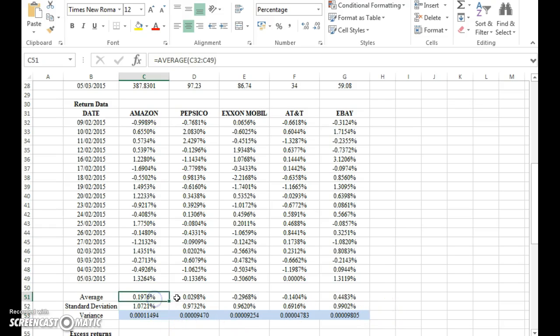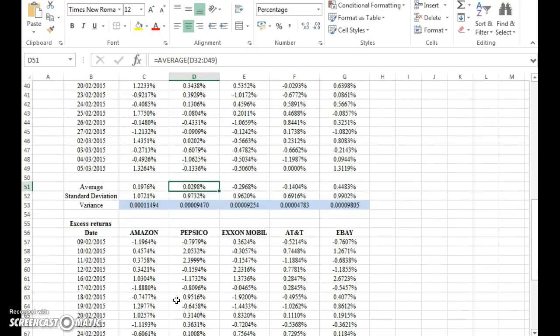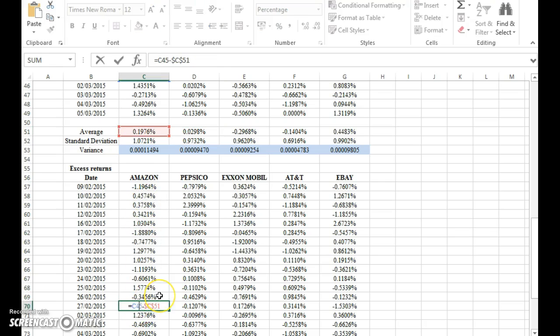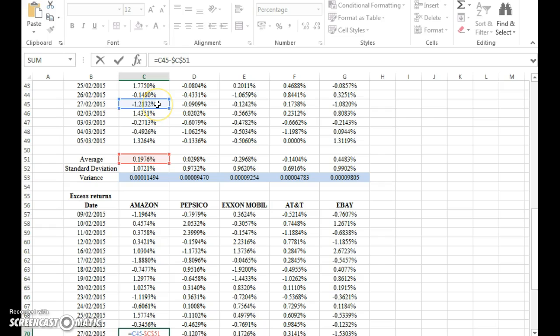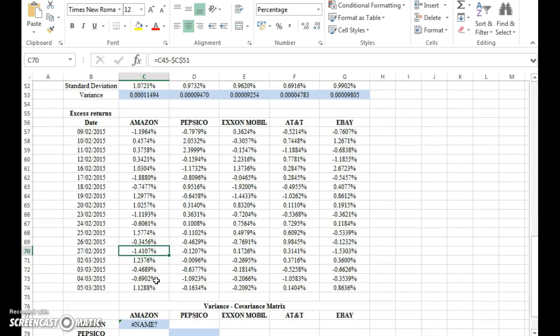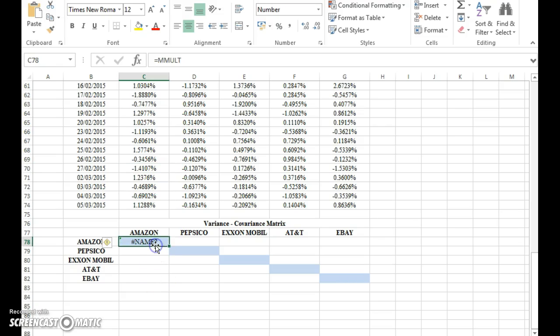After getting the average returns for each asset, we proceed to get the excess returns on each asset. Now this is taking the observed returns for the day and subtracting the average returns on that asset. It gives you the excess returns, and excess returns will be used in the estimation of the variance covariance matrix. Now, the variance covariance matrix is critical in estimating the standard deviation.